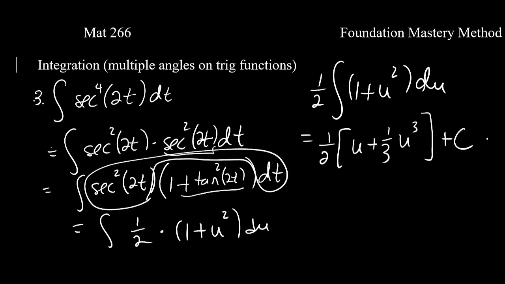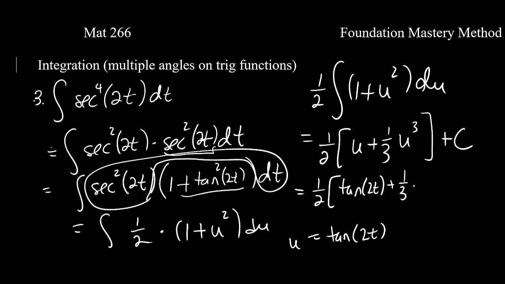And now we're almost done. We need to substitute back in terms of the original variable. And recall that earlier we had set u equal to tangent of 2t. So now we can make that substitution, and we'll have 1/2 times tangent of 2t plus 1/3 tangent of 2t cubed, plus our constant of integration.